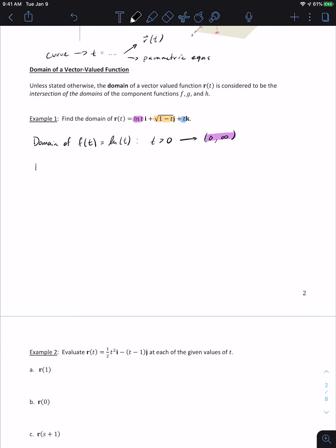And now let's look at my domain of g of t, which is just the function in the j component, which is the square root of 1 minus t. So remember, what do we need to do in this case?